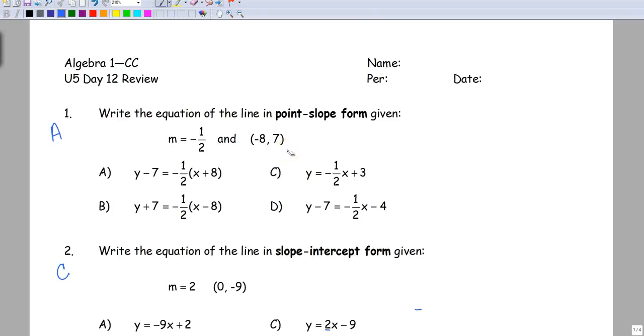Alright, so number 1, write the equation of the line in point-slope form. So for starters, I can get rid of options C and D because neither of those are in point-slope form. And for A and B, I need to always use my opposites, so that means a positive 8 and a negative 7. And that's why A is my correct answer.